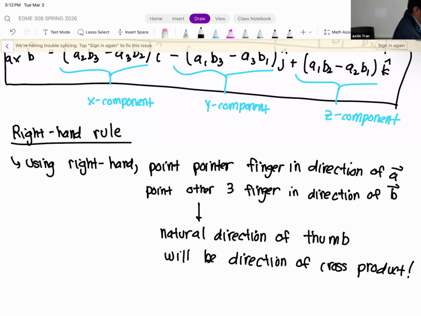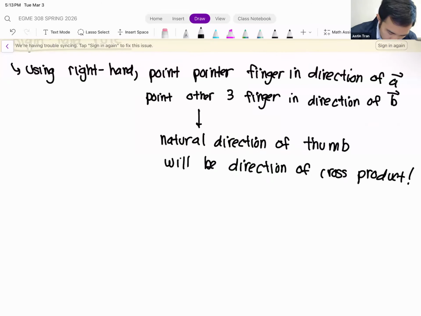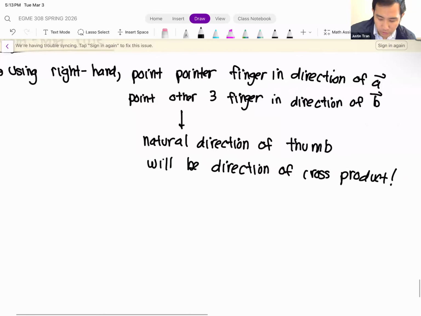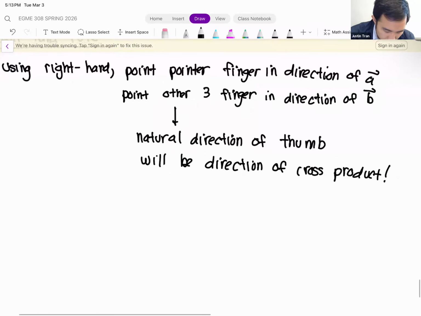Now this is important, because whenever you have two vectors, and we're saying that there's going to be a third vector that's perpendicular to both, technically there are two options for it. So let's say we have two vectors in the xy plane here. We have A and B.